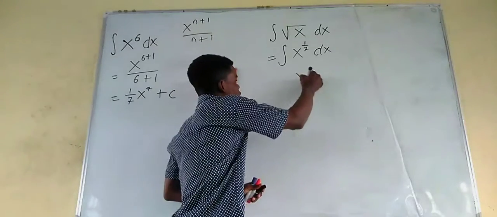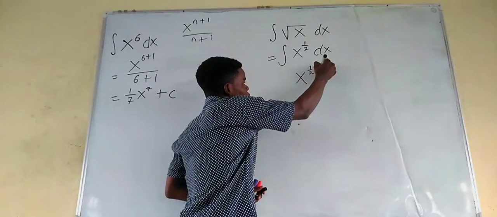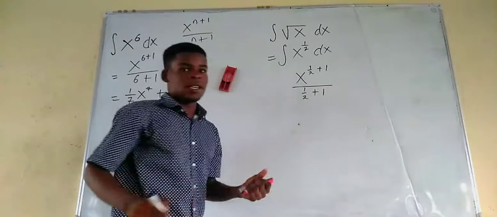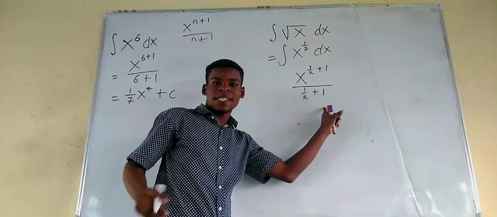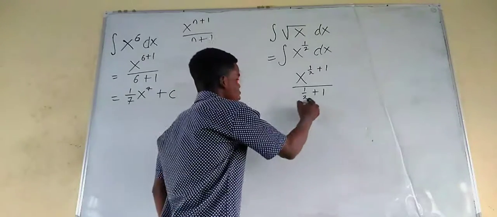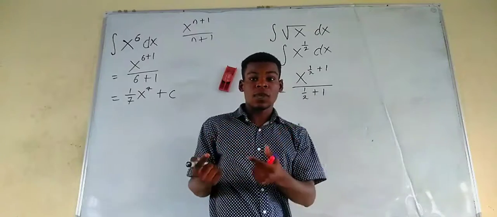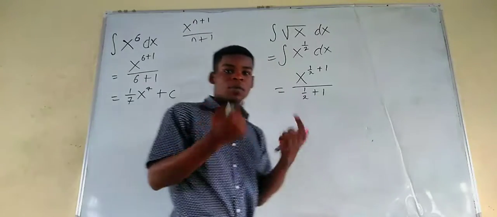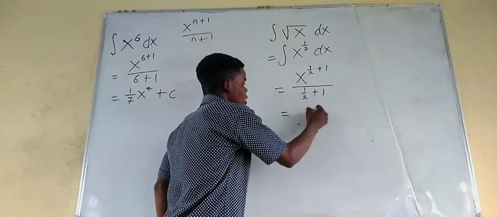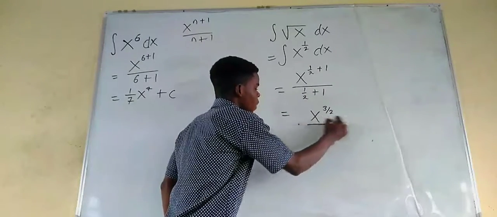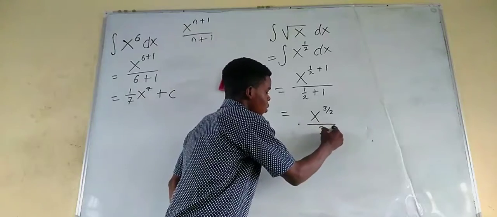Okay, so we have x raised to the power 1 over 2. You add 1 to the power, divided by 1 over 2, you add 1 like this. Remember the power and the denominator must be the same before simplification. So here you just have 1 over 2 plus 1, just like saying half plus 1 is going to be 1.5. That is the same thing as saying 3 over 2 as the power. So we have 3 over 2 as the power, and in the denominator we still have 3 over 2.